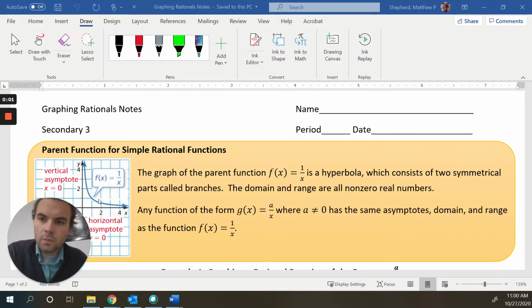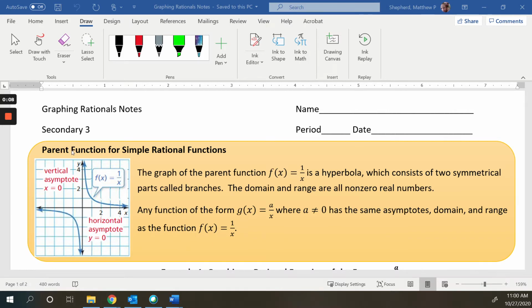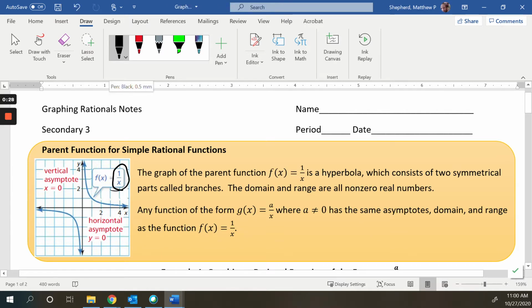All right, students, we're going to be talking today about graphing rational functions. So first we're going to talk about this most basic parent function of the rational functions. A parent function is just the most basic form of that type of function. So this one would be y or f of x equals 1 over x. That's our most basic one.